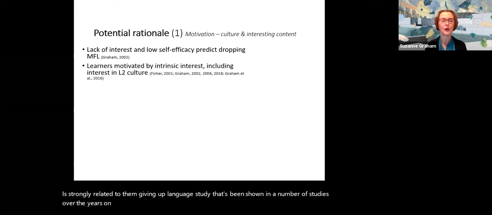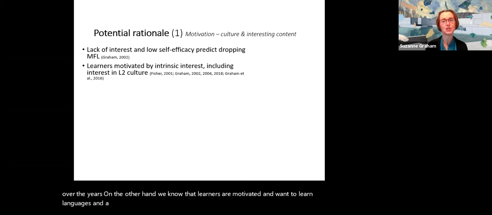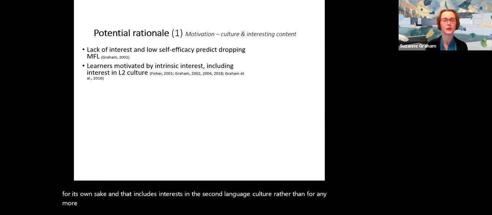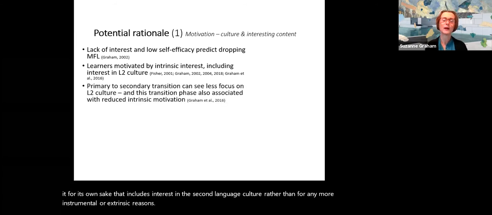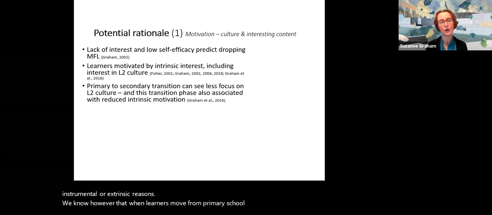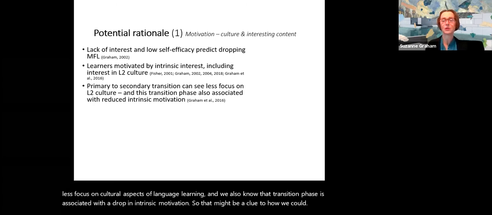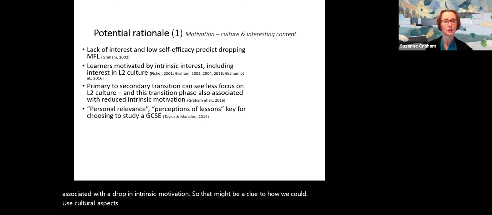On the other hand, we know that learners are motivated and want to learn languages and are prompted particularly by an intrinsic interest in language learning, so learning it for its own sake, and that includes interest in the second language culture rather than for any more instrumental or extrinsic reasons. We know, however, that when learners move from primary school into secondary school, there is less focus on cultural aspects of language learning. And we also know that that transition phase is associated with a drop in intrinsic motivation. So that might be a clue to how we could use cultural aspects to foster greater motivation.